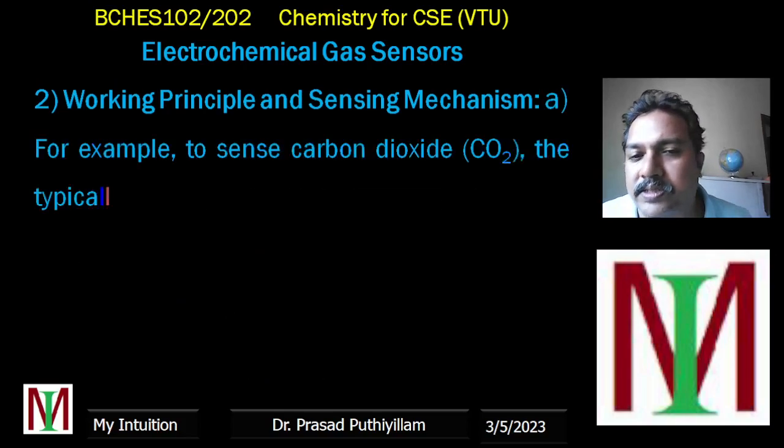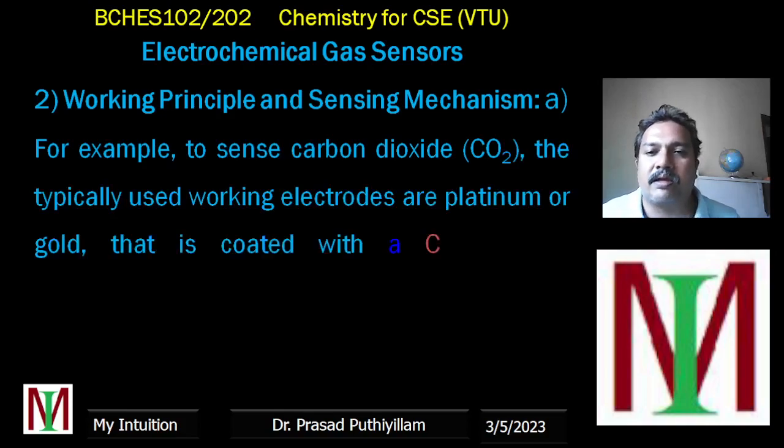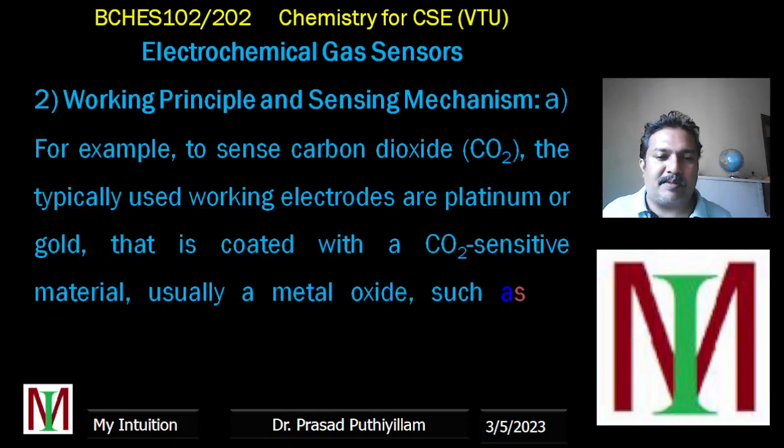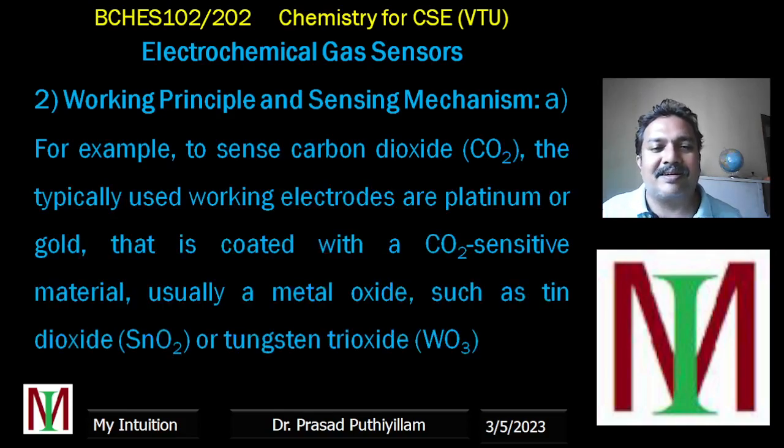For example, to sense carbon dioxide. We are much worried about carbon dioxide, so we will measure carbon dioxide. I have seen some of my student friends working on carbon dioxide gas sensors. It needs platinum or gold coated with a carbon dioxide sensing material, usually a metal oxide such as tin dioxide or tungsten trioxide, used as the sensing material.